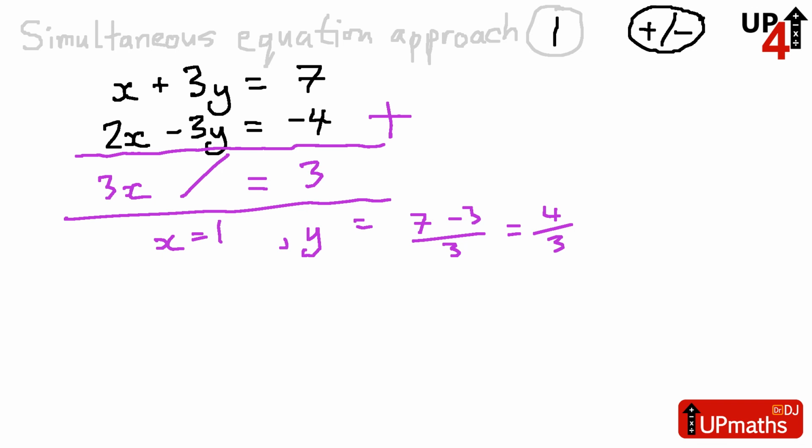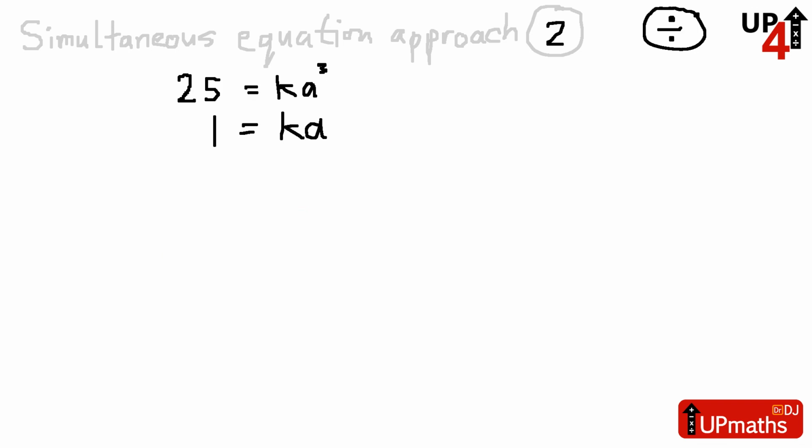Let's do the next one. Do you know what? I'm nervous now that I could have got that wrong. 7 minus... yeah, that's fine. Let's do the next one. So that's the plus or minus approach.